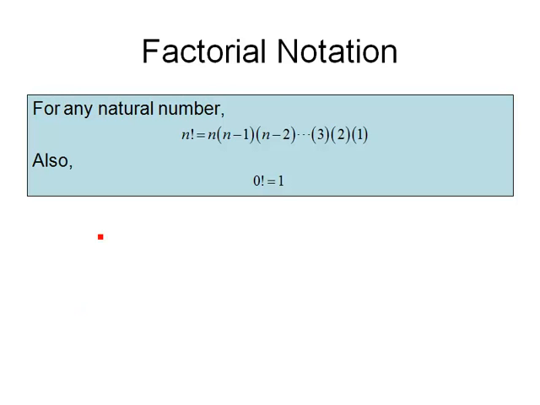But when we said that we couldn't repeat our choices, we would get a number multiplied times one number smaller, multiplied by one number smaller, and so on. So that's where factorial notation comes in handy.